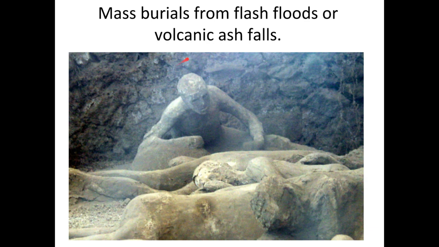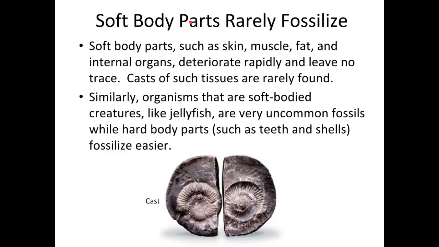But, not to be underestimated, being buried quickly and deeply in flash floods is a likely way that organisms could be buried quickly and deeply and preserve those organisms for long periods of time. So some of the things that might limit fossilization are simply soft body parts: skin, muscles, fat, internal organs. They all deteriorate extremely quickly and just don't leave a trace.